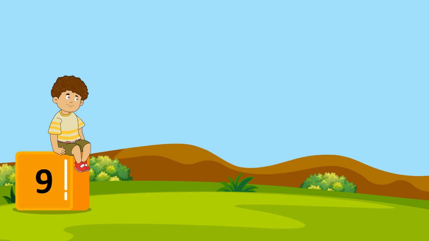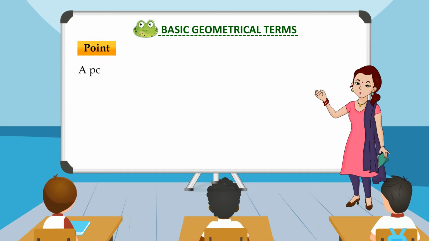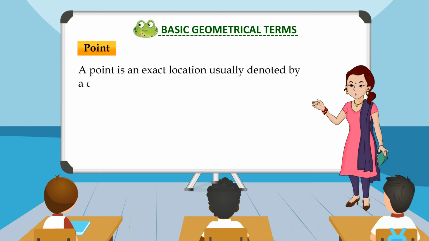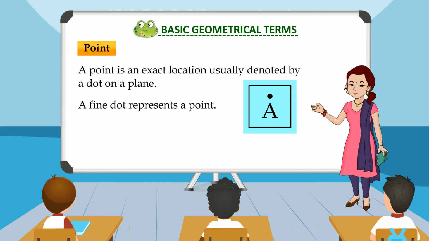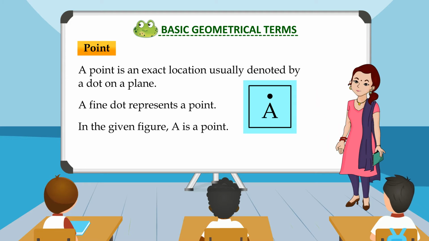Chapter 9. Geometry. Basic geometrical terms. Point. A point is an exact location, usually denoted by a dot on a plane. A fine dot represents a point. In the given figure, A is a point.